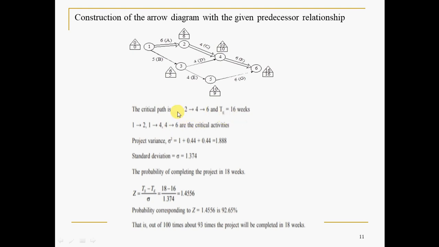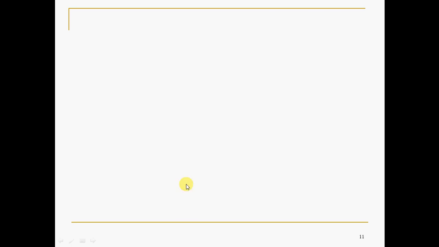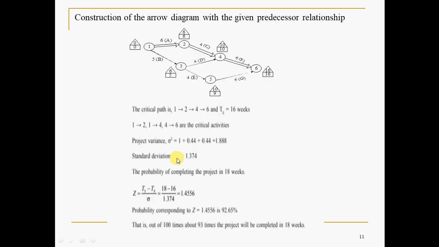If you break the path 1 to 2, 2 to 4, 4 to 6, they become the critical activities, which are shown with a star mark here. The activities are A, B, C, D, where A is 1 to 2, and so on. Fine. Once you get the critical activities, you need the project variance, sigma square.